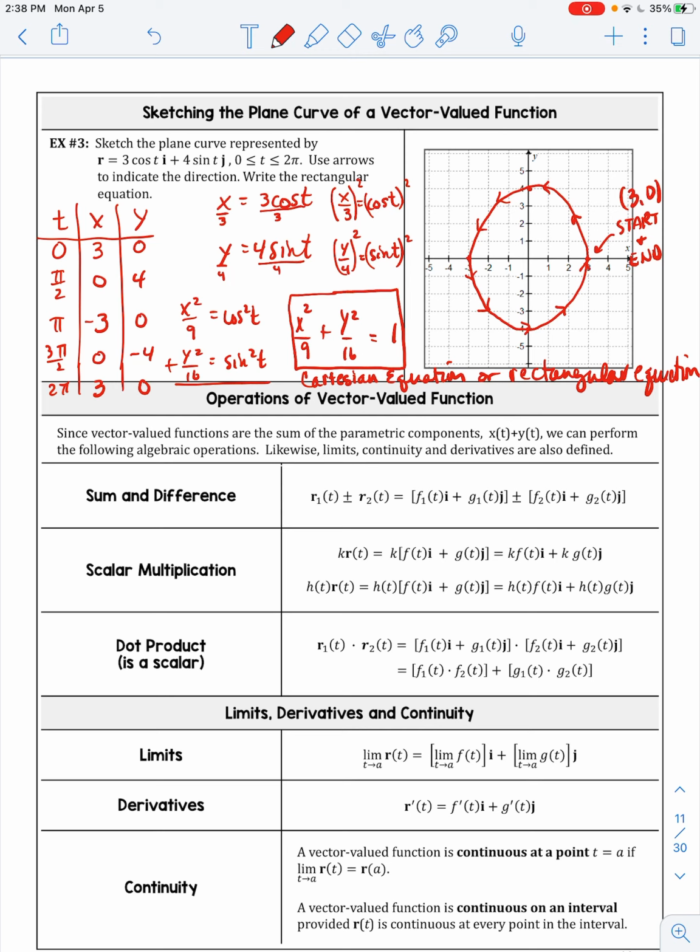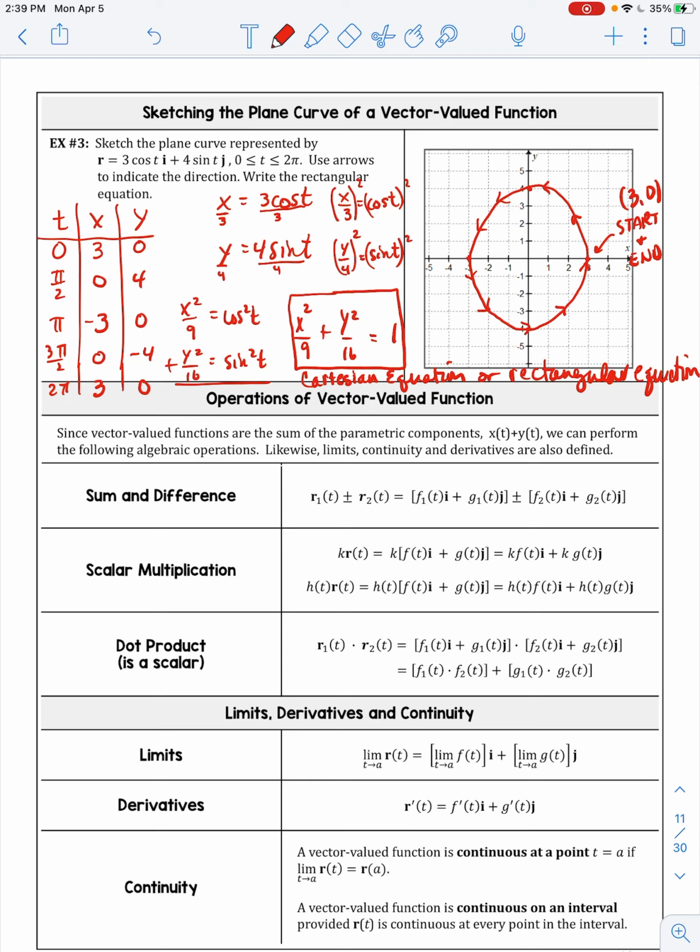If these bottom two numbers would have been the exact same, you can look at this as 1/9 times x squared plus 1/16 times y squared. If those would have been the same, it would have been a circle. Okay? All right, let's move on to the operations of vector-valued functions.